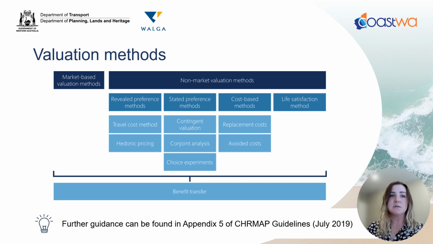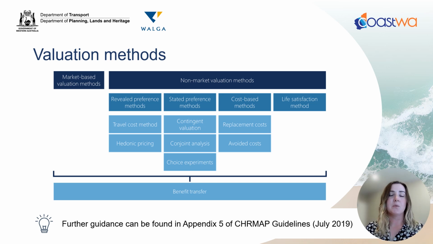Hedonic pricing is where we look at property prices for different areas. You might have the same property, exactly the same size, number of rooms, other amenities, but one is beachfront and one is not. And the difference in price between those two properties can give you an estimate of the value people place on access to the beach or view of the beach.